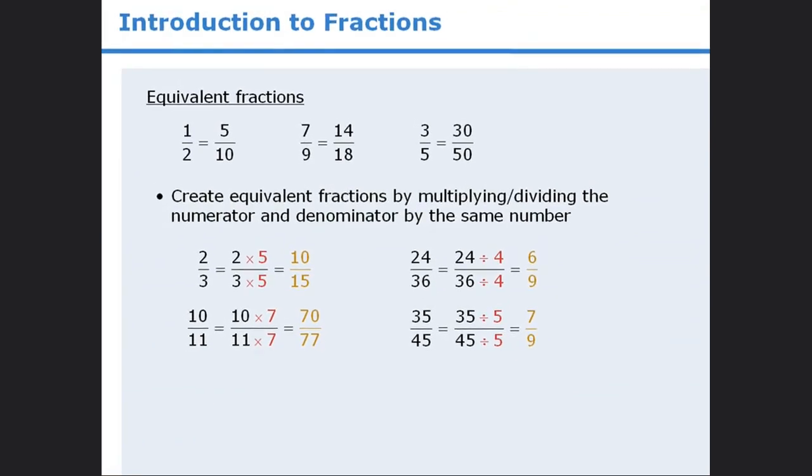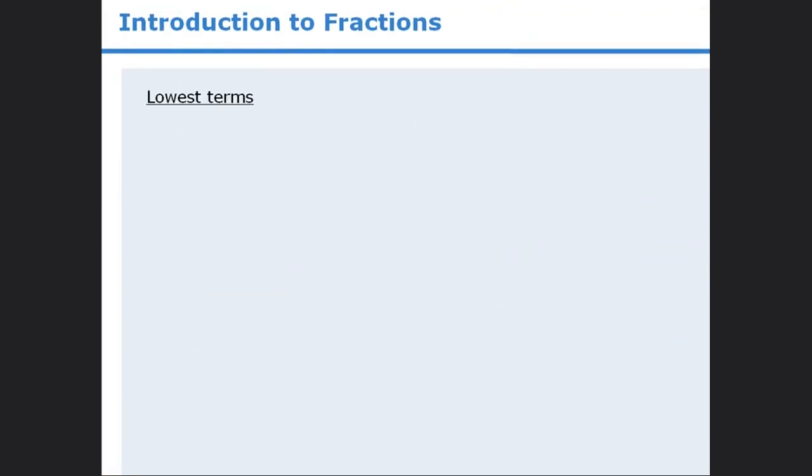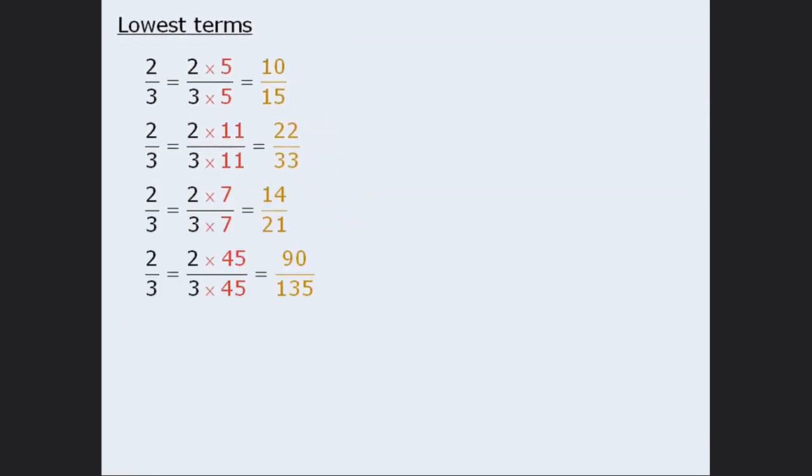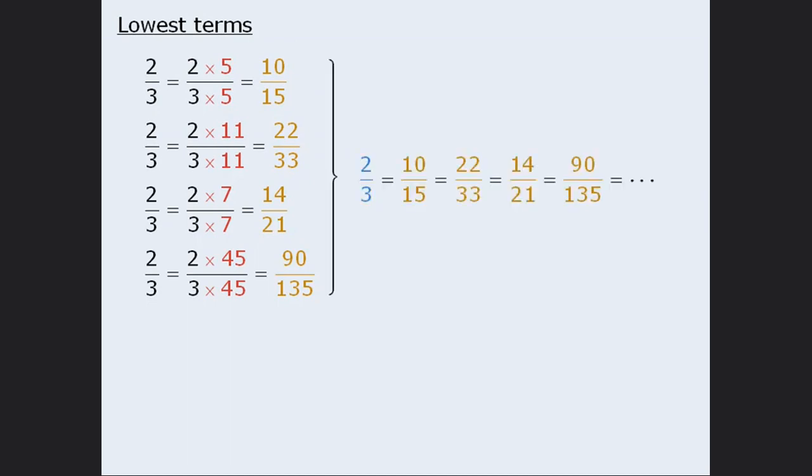Now, when talking about equivalent fractions, we need to know about lowest terms. Notice that if we take the fraction 2/3 and multiply top and bottom by 5, we get 10/15, which is equivalent to 2/3. Similarly, if we take 2/3 and multiply top and bottom by 11, we get another fraction that is equivalent to 2/3. In fact, we can create an infinite number of fractions that are equivalent to 2/3. Now, of all these equivalent fractions, we say that 2/3 is written in lowest terms, since 2/3 is the fraction that has the smallest integer values in its numerator and denominator.